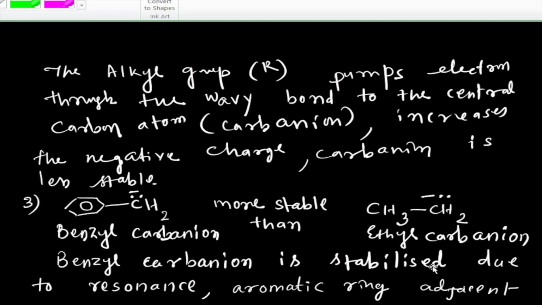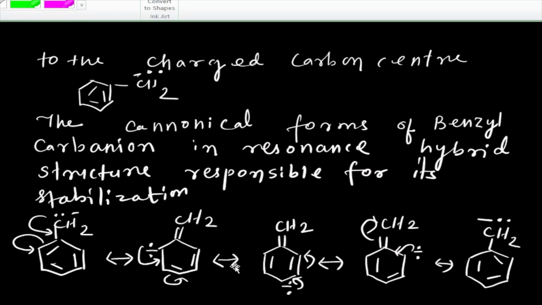Now, if alkyl group pumps electrons through the wavy bond to the central atom, the carbanion's electron density increases and it is less stable. But in case of benzyl carbanion, it is more stable than simply aliphatic carbanion, because the benzyl carbanion is stabilized by resonance. It has stabilization due to resonance, and now in ethyl carbanion there is no resonance. So how, in the aromatic ring, alternate single and double bonds are there. Then what happens? See, this is the benzyl carbanion, with a negative charge, the CH2 group attached to benzene, and the canonical form, see here, this is the canonical structure.